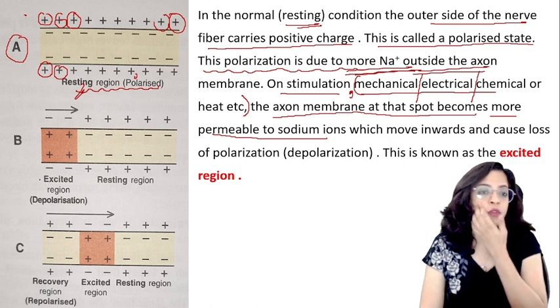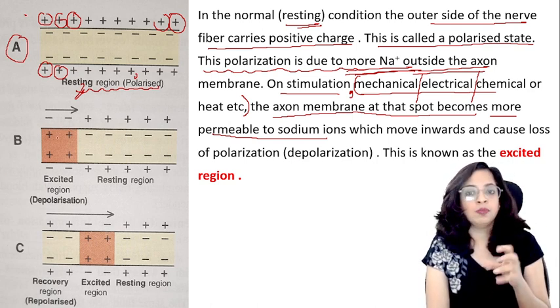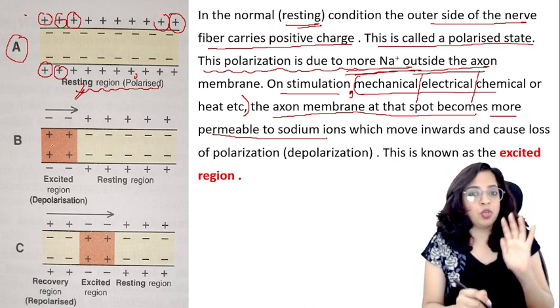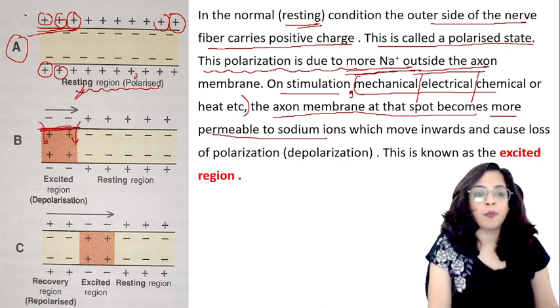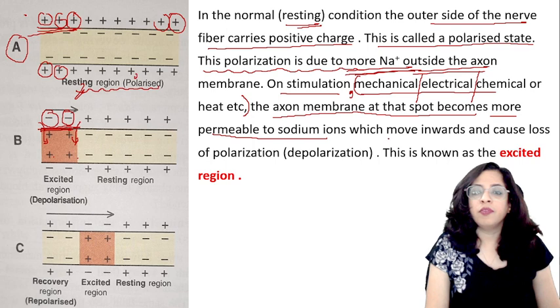Now suppose you have touched something hot, or you have got an electric shock, or something has hit you. So there's a stimulation. So what happens? Earlier it was sodium ions outside. Now the sodium ions move in. This layer becomes permeable, so the sodium ion moves in. So the positive has gone inside. So what comes outside? Negative. Right?